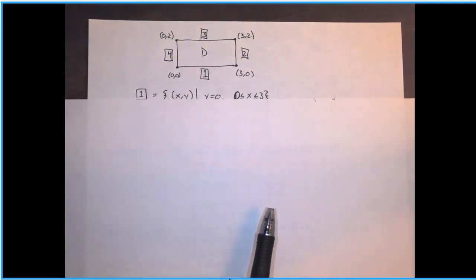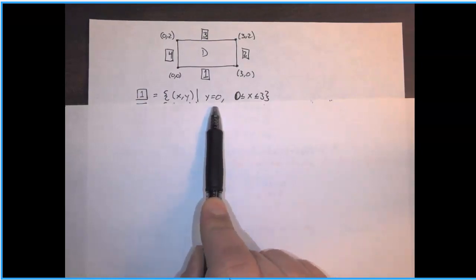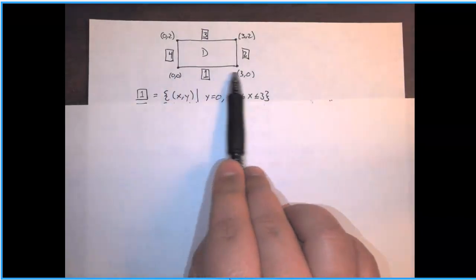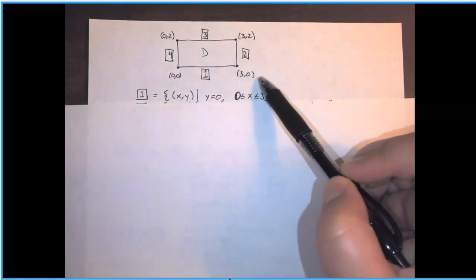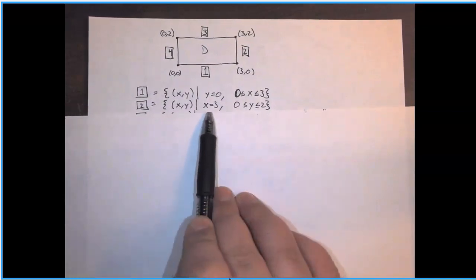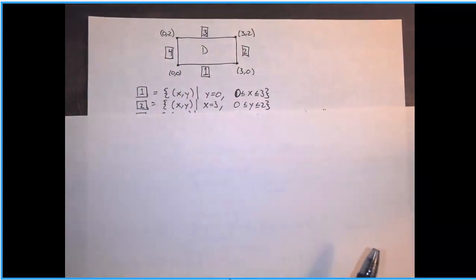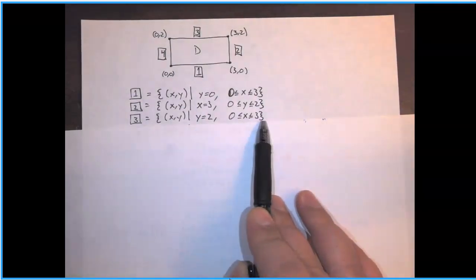line segment itself. So the first line segment, going from 0, 0 to 3, 0, that's all of the points where y is equal to 0, y is not changing, and x is between 0 and 3. So that's how I can describe this line segment. The second line segment, x is fixed, and y changes. So I can describe the second line segment as all points where x is fixed at 3, y goes from 0 to 2. For the third line segment, it's going to be similar to the first one, except now y is fixed at 2, x goes from 0 to 3.